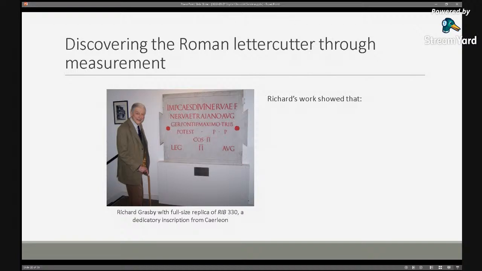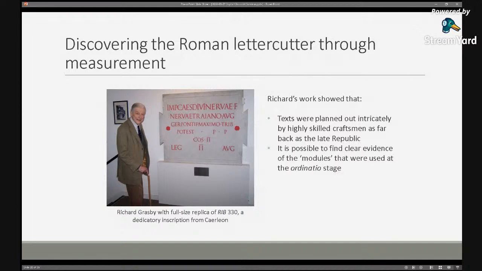And what he found from the work he did on this stone and many others was that the texts were planned out very intricately, further back than people had perhaps previously thought. He found clear evidence that there were modules that were used at the planning stage, when the text was transferred onto the stone for the lettercutter. And he found, interestingly, that the proportions were consistent across a number of stones that he studied.